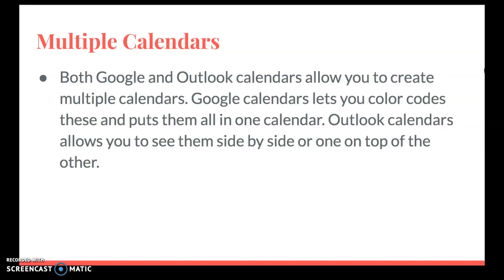For example, in my calendar, my color is purple. In my husband's calendar, his is green, so that when the calendars are meshed together, we can quickly see whose events are what just by color coding them. Outlook calendars allows you to do something similar, but they have you view the calendars side by side, or you can set it up so it's one calendar on top of the other.